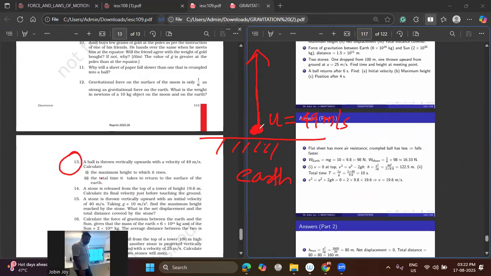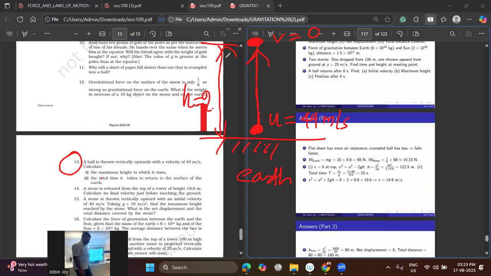After some time, the ball will reach a certain height. So this is the height. At this point, the final velocity is equal to 0. I'm throwing an object with an initial velocity of 49 meter per second. Then after some time, the object will reach here, and at this point the final velocity will become 0.